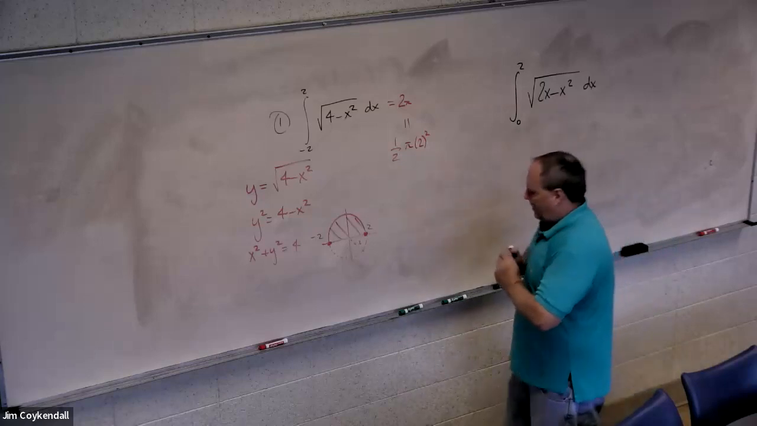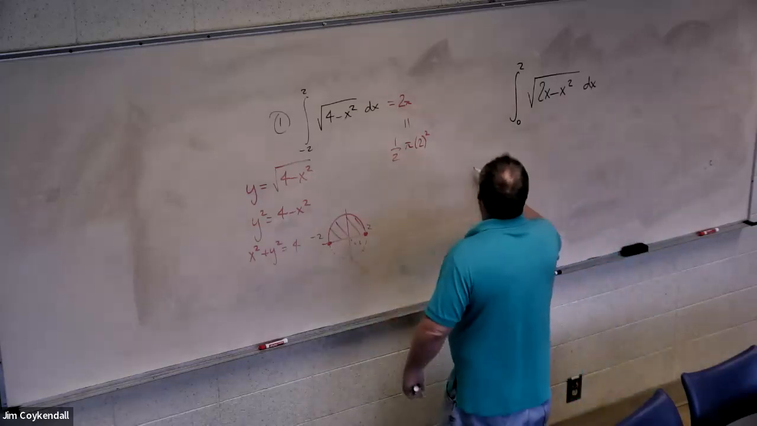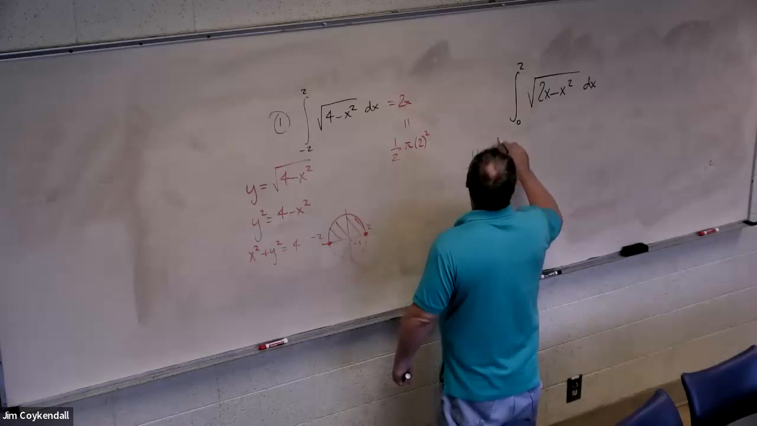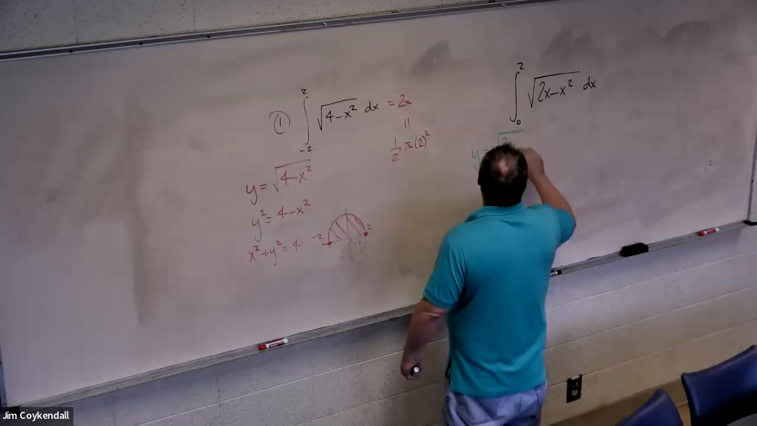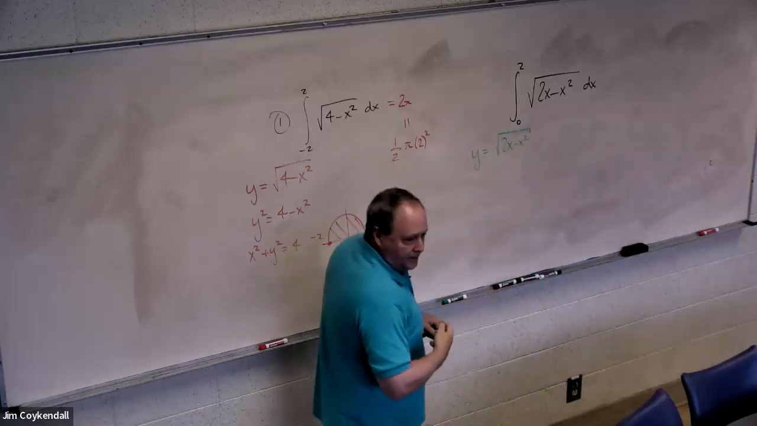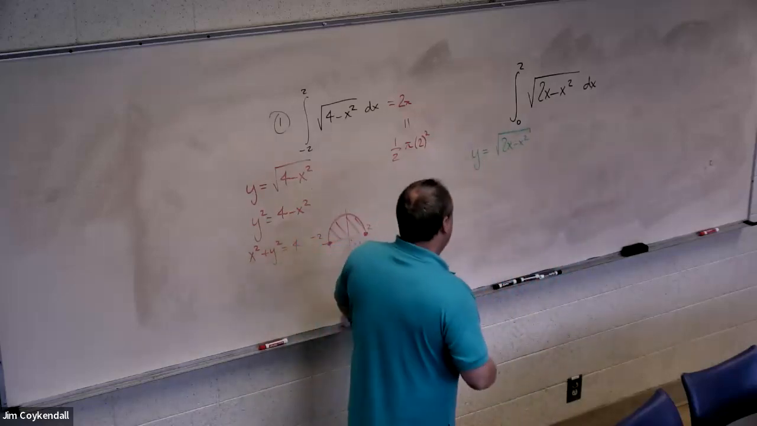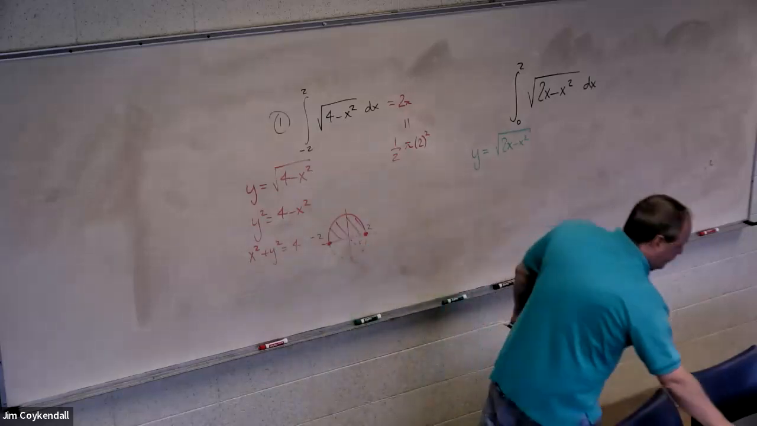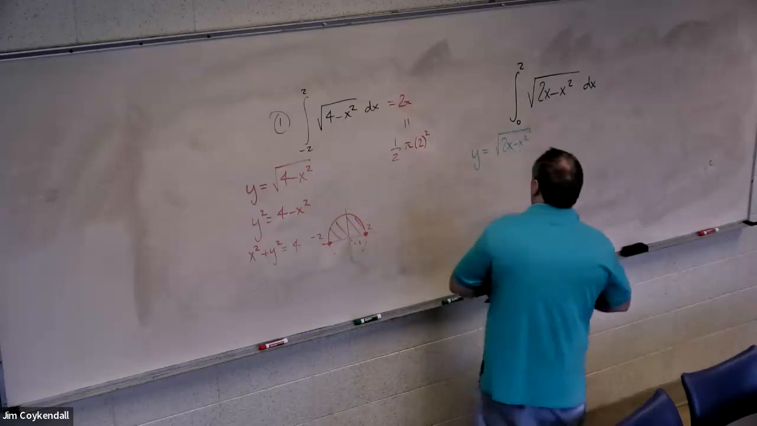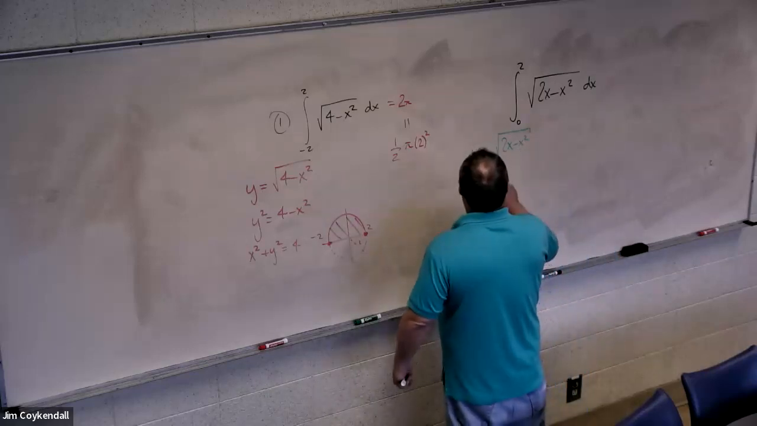So what we have is y is the square root of 2x minus x squared. Right. Now, what I'm going to do is just what I did in the first video. I hate that square root, so I'm going to get rid of that square root by squaring.